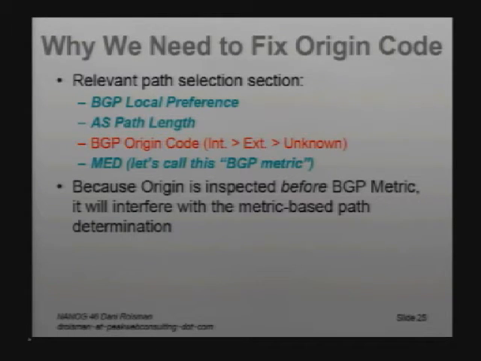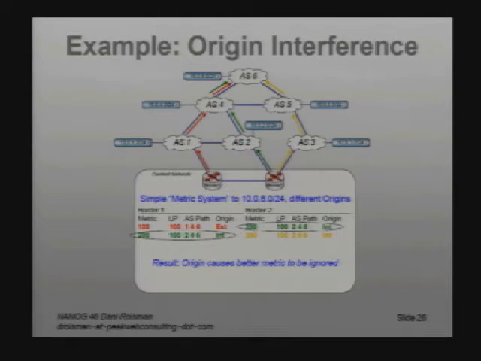Why do we need to fix the origin code? Well, the origin code sits right here between our AS path length and our MED. Because it's inspected before the metric, it can actually interfere with what we're doing. Let me show you an example.